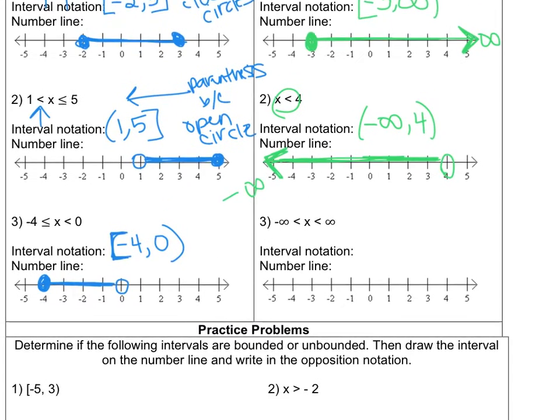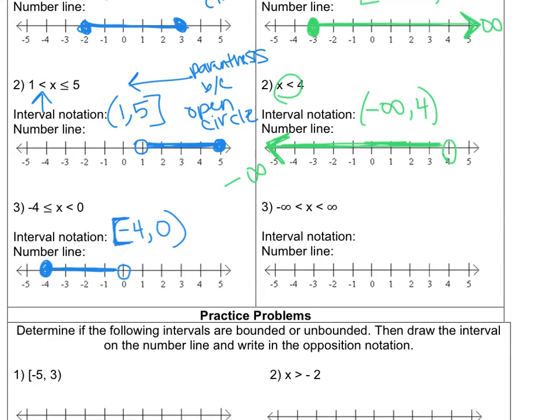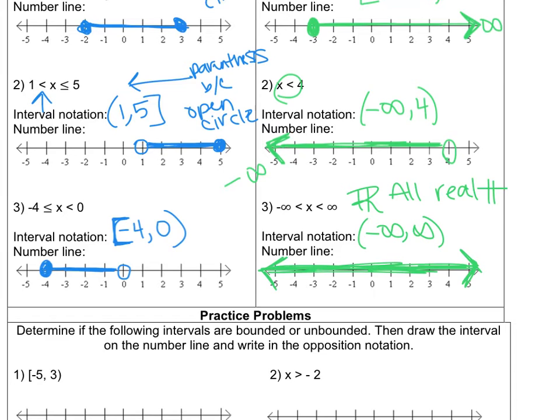All right, last example up here. So I have from negative infinity to positive infinity. So basically the entire number line. I could have any number I wanted, and that would fit this description of this inequality. So if we write this in interval notation, I would just do negative infinity to positive infinity. This is also called all real numbers. Remember this fancy R symbol? And that means the same thing.